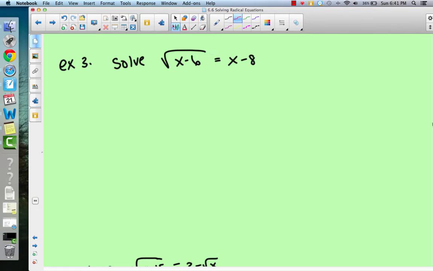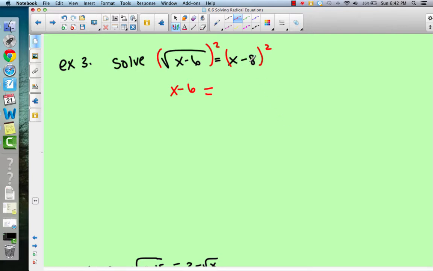So how do I get rid of a square root? Well, we square both sides. Okay, so I'm going to square everything. On the left side, I'm left with x minus 6, but what's different is over here, I've got something all squared. So what I would suggest is going ahead and FOILing this out.